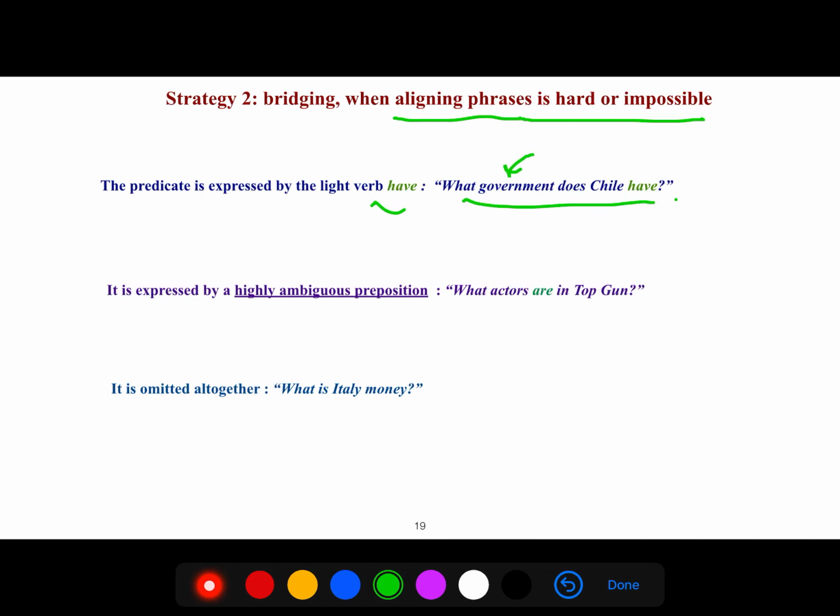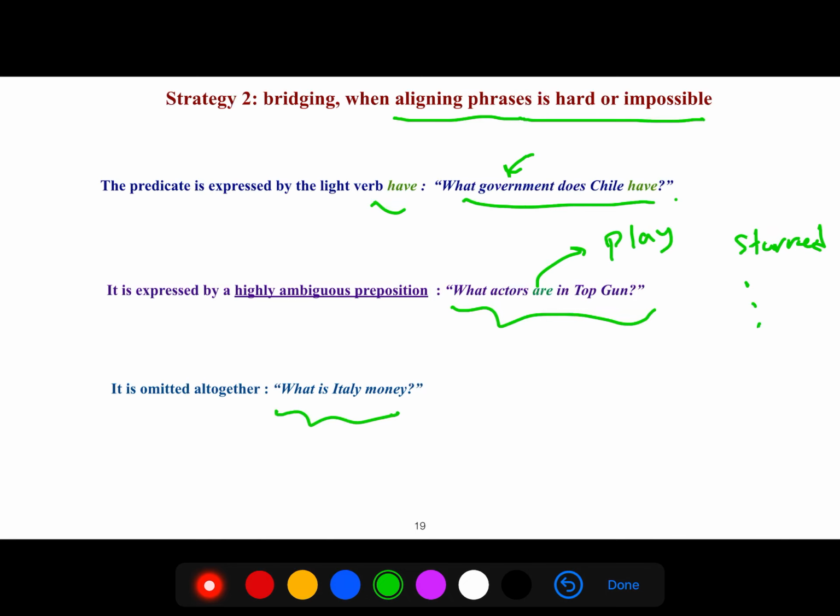For another example, it is expressed by a highly ambiguous preposition. For example, what actors are in Top Gun, in the film Top Gun? And are could be anything, so maybe we should say play or star or anything. So we should remove this ambiguity by leveraging these aligning phrases through these bridging things.